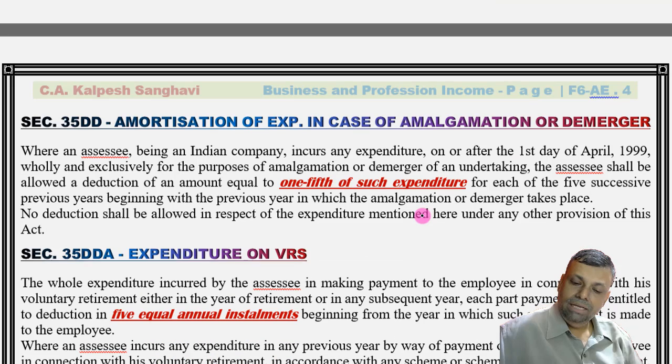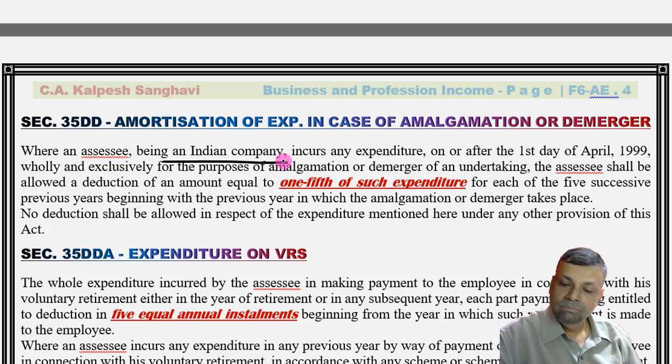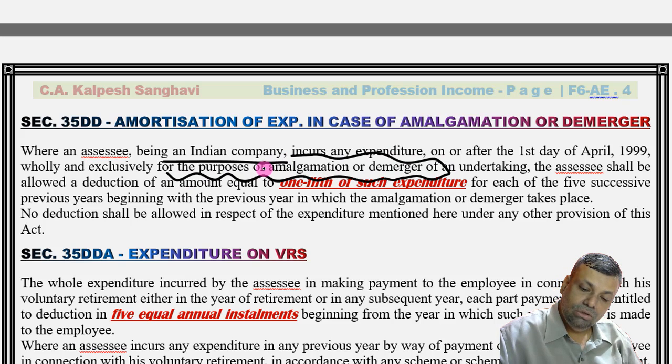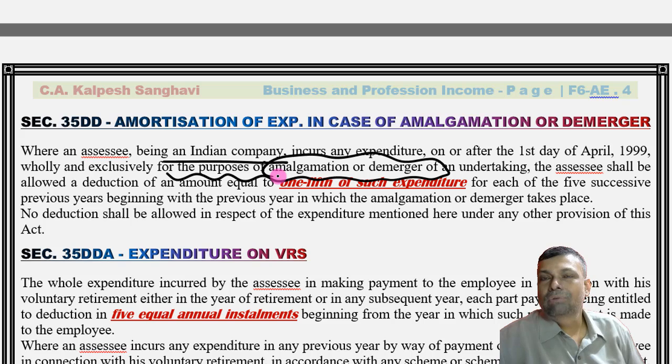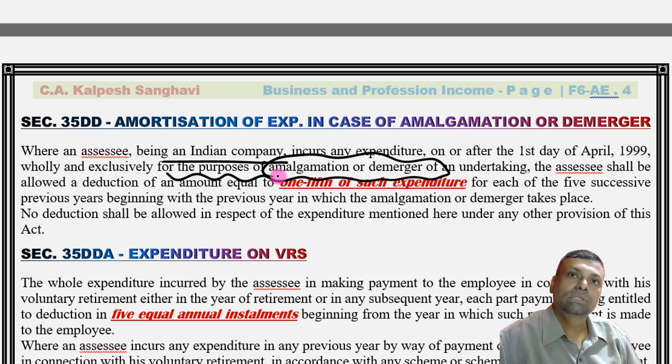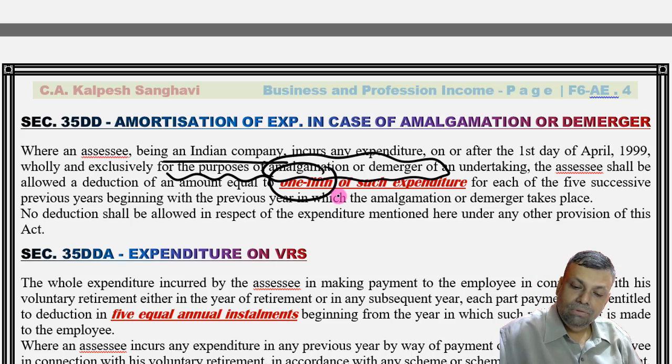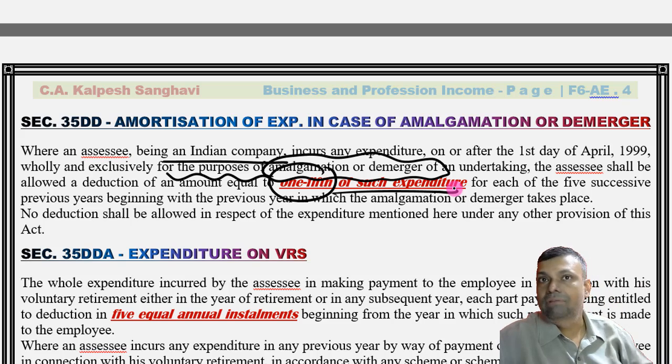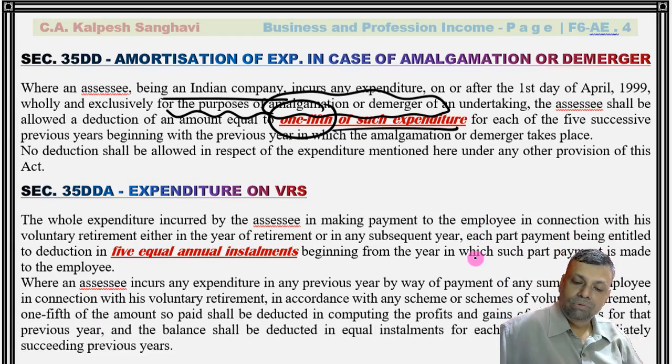Now 35DD is basically amortization of the expense in case of amalgamation, demerger, etc., where the assessee is an Indian company and incurs any expenditure for the purpose of amalgamation or demerger. Say, for example, legal fees, some stamp duty, registrations, all those kinds of expenses with respect to amalgamations. Where it is incurred, you have 1/5 of this expenditure, so you have a 5-year amortization. Simple. No further discussion.